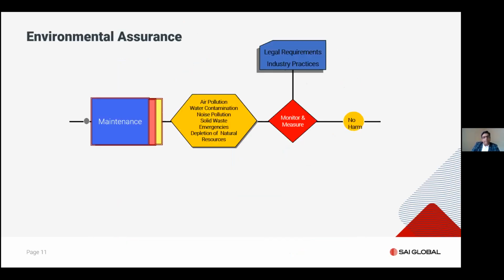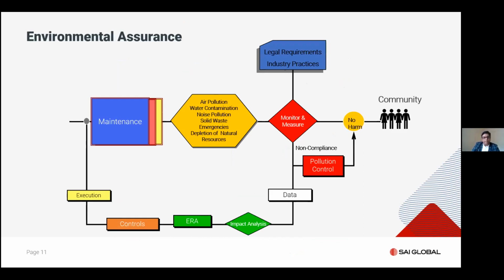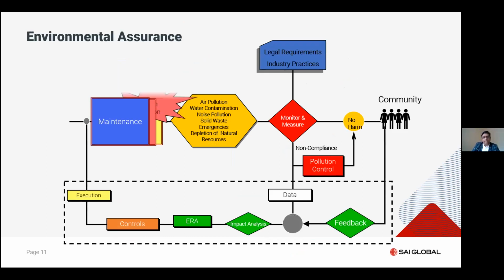The same philosophy can be applied to environmental management systems. All processes will have their relevant environmental aspects, such as air pollution, water contamination, etc., which need to be monitored and measured. If they remain in control, our community is happy, which is the desired objective here. If we have a problem, we correct it, which is more like pollution control. However, if we get the data from our processes and community, do impact analysis, establish ERAs, and implement controls, we will see prevention of pollution.